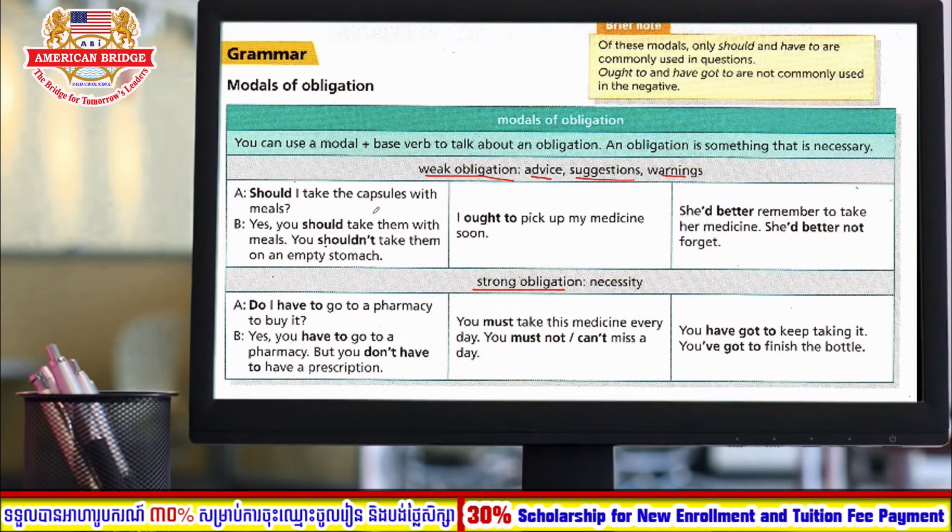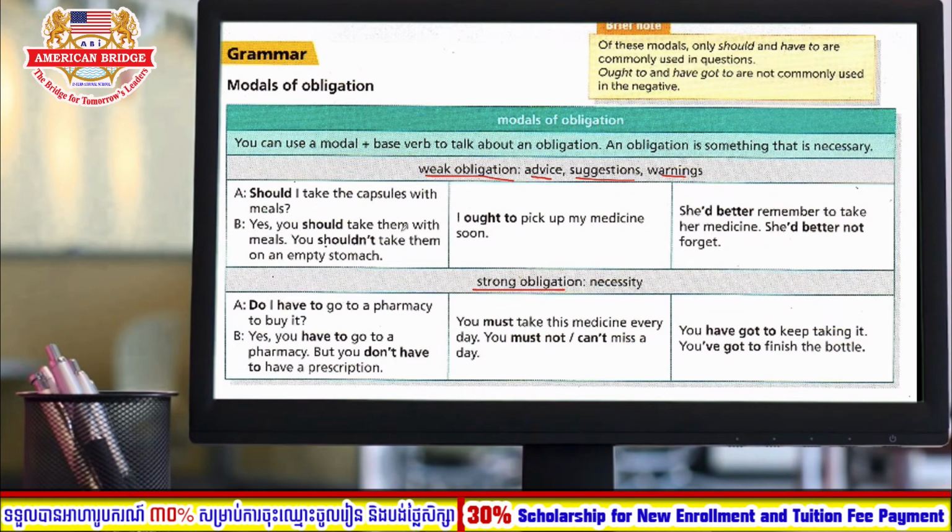You can do it or you cannot, or you don't need to do it. It's not a very serious problem. Let's look at the example. Should I take the capsule with meals? It's optional. You can take it with a meal or not. It is not very important at all.